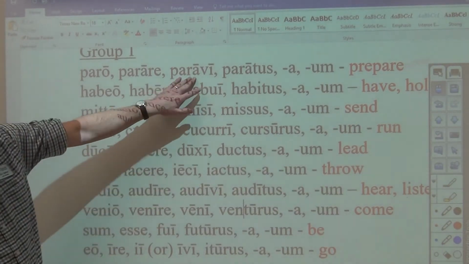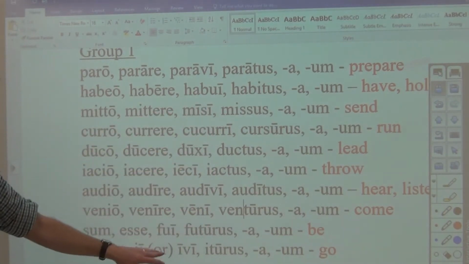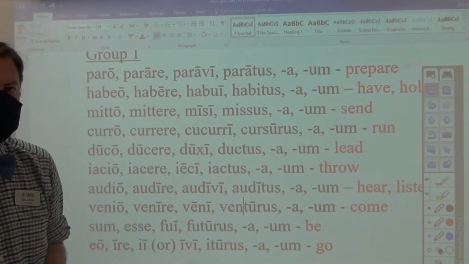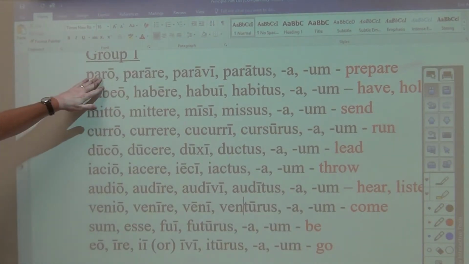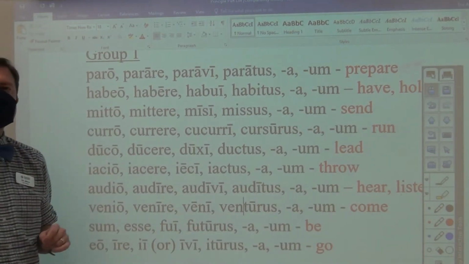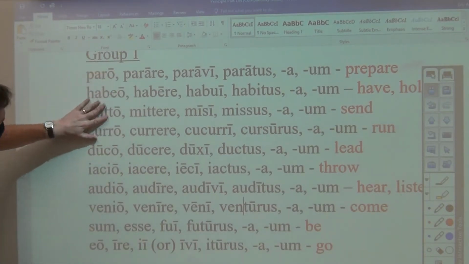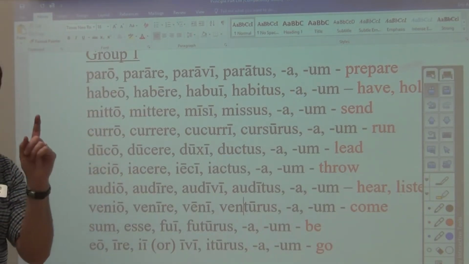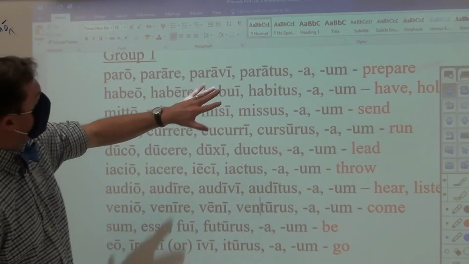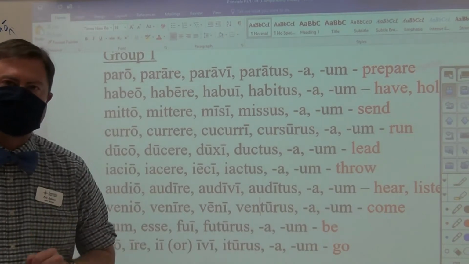Now, if we look at every single third principal part, paravi, habui, misi, curri, duxi, feci, audivi, veni, fui, ii, or ivi, you will notice they all have a long I as their ending. Just in the same way that paro, habeo, mitto, curro, duco, facio, audio, venio have a long O. These are endings. Present endings, because the first principal part is the first person singular, present active indicative, and the third principal part, first person singular, perfect active indicative.